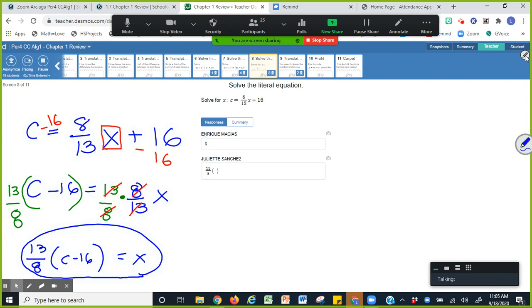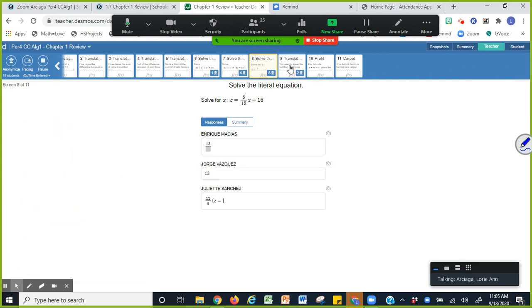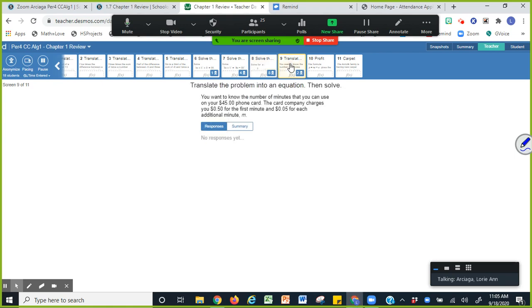If you're ready, let's move on to 9. You want to know the number of minutes that you can use on your $45 phone card. You still use phone cards?